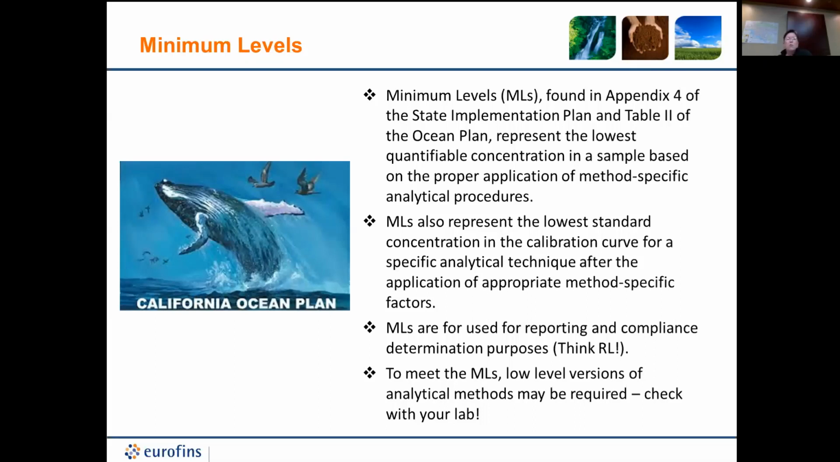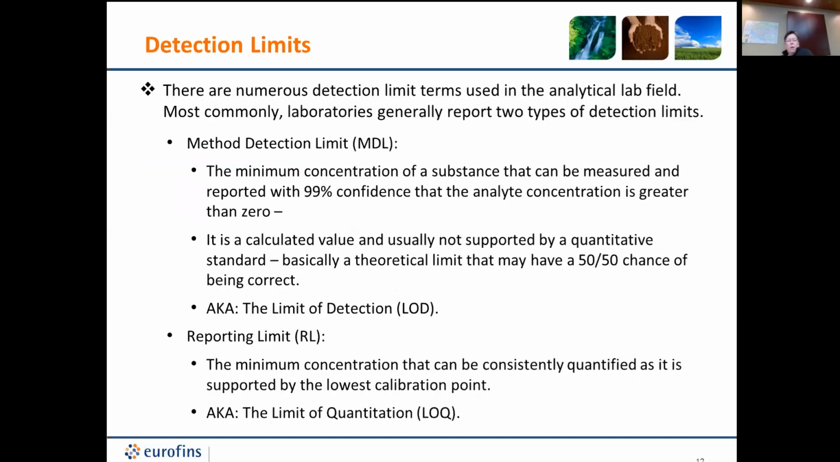It's equivalent to what a lab might call a reporting limit or a limit of quantitation. We use these for reporting and compliance determination purposes. Again, think reporting limit. And a question to bring up with your lab sometimes is how to meet the minimum levels of the TMDLs or your permit limits. You may have to talk with the lab about developing low-level versions of analytical methods. Check with the lab and make sure they can truly meet your needs with a defendable point on the calibration curve. Again, an RL, an LOQ, things like that. Because there's a lot of detection limit terms used in the analytical field.